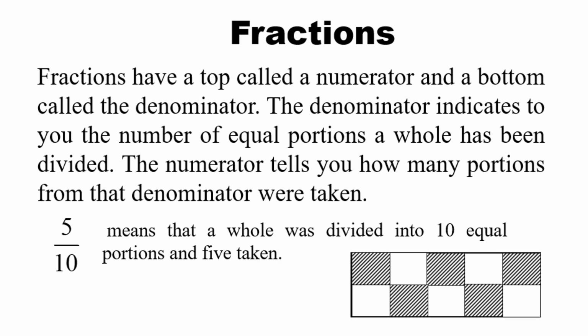So for example, you have 5 over 10. 5 is the numerator, 10 is the denominator. This means that a whole was divided into 10 equal portions and 5 were taken. For example, here you have a pictorial representation of that. You have a rectangle that was divided into 10 equal squares and 5 were shaded. So 5 was shaded out of the 10. So this picture can be represented as the fraction 5 over 10.